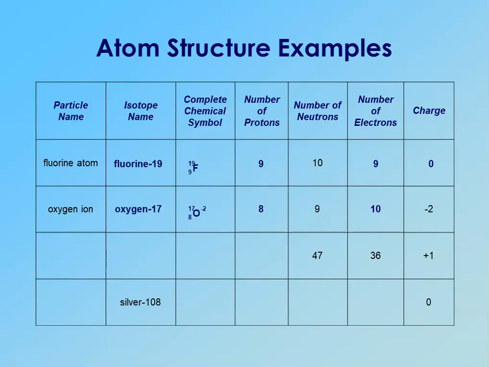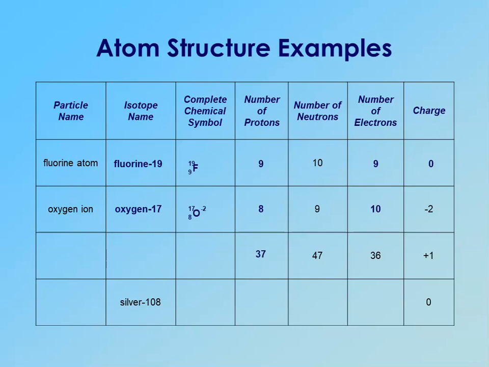Our third example is a little different because you don't have the name of the element, nor do you have its protons. You have its neutrons, you have its electrons, and you have its charge. Well, if I know the charge and I know its electrons, I should be able to find its protons, because if it's positively charged, that means it should have one more proton than its electron, in this case with the charge being +1. So I would add 1 to 36 to get 37 protons.